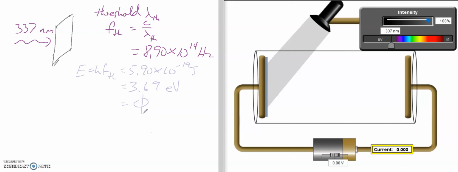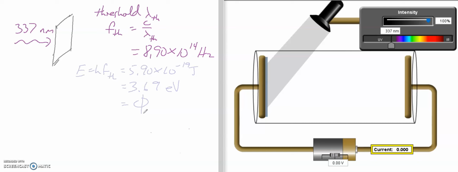So now I know the work function for my material must be 3.69 electron volts, or 5.9 times 10 to the negative 19 joules. Because if I change the frequency at all, if I make the frequency even just a little bit higher, I get electrons coming off. So I'm right at that boundary. Okay, so that's what I got going on right here.